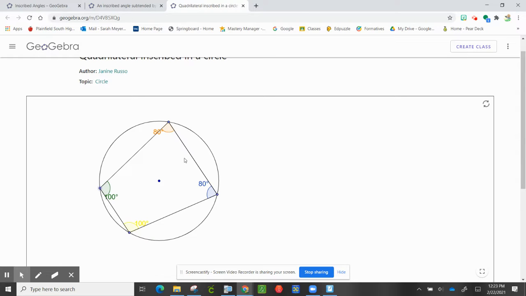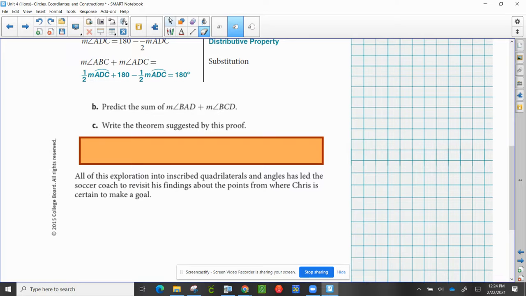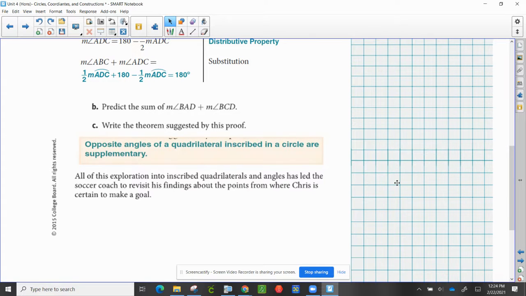Well, hopefully what I'm trying to get you to see is that the opposite angles are always summing to 180 degrees. So even if I move this around, 70 and 110, 99 and 81, it doesn't matter how we change this quadrilateral. This is going to be this conjecture down here: the opposite angles in a quadrilateral that is inscribed in a circle will always be supplementary. So they're always going to sum to 180 degrees.